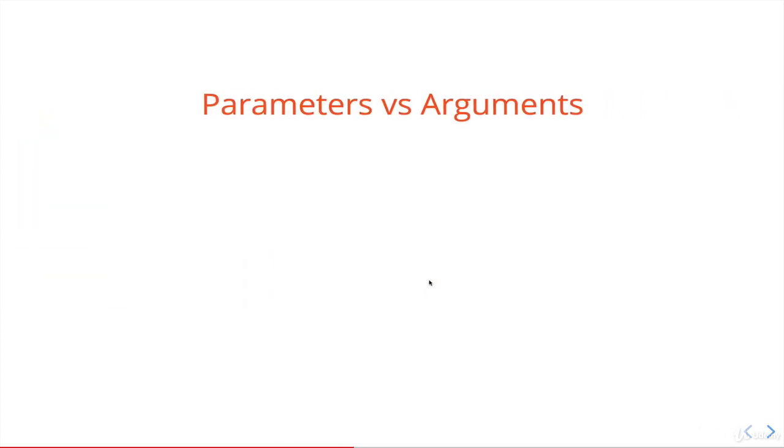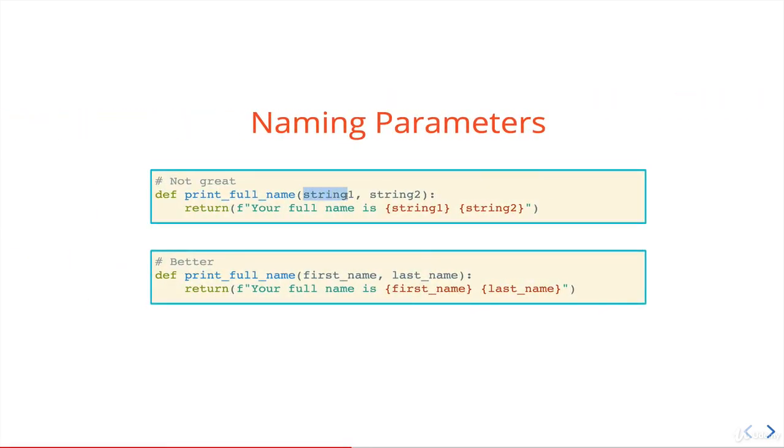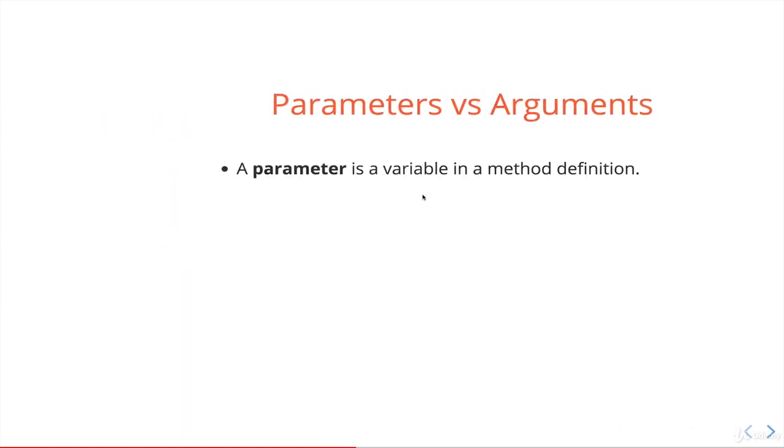So the next thing, this is kind of a nuanced, weird topic, not really important to actually writing functions with parameters, but important when discussing them. There's a difference between parameters and arguments. You might hear them used interchangeably. It's a very easy thing to do, but they are different. Parameters refer to the variable in a method definition. So actually when we define the function, this is a parameter right here.